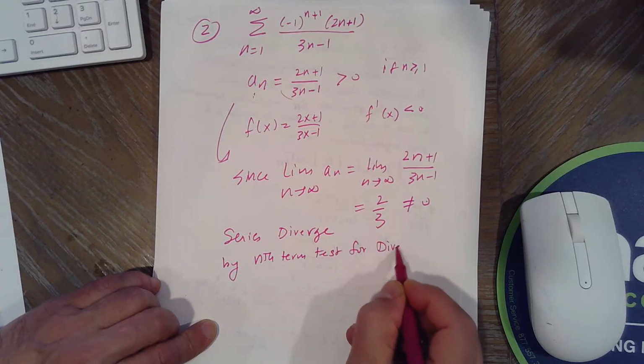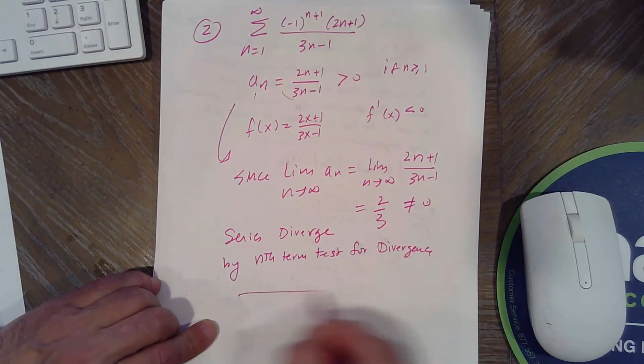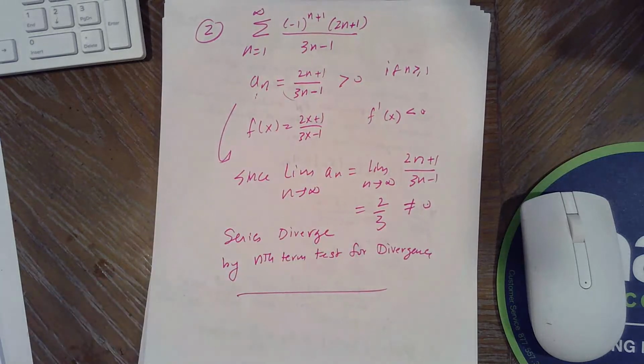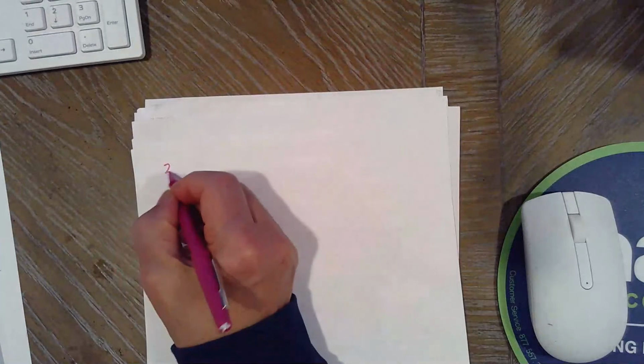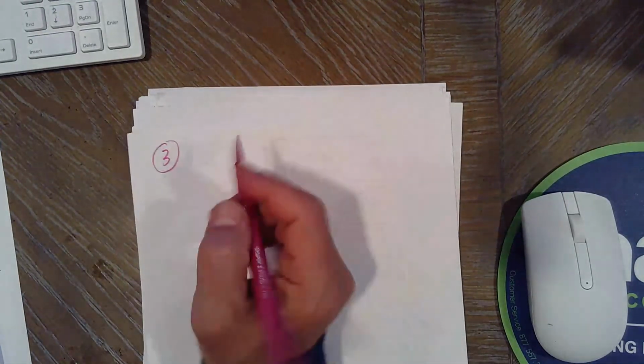This is the most handy test. This is the first test you should think about in determining whether a series diverges. If the limit of that nth term is not 0, then right away you say the series diverges. So we didn't need the alternating series test in this case.